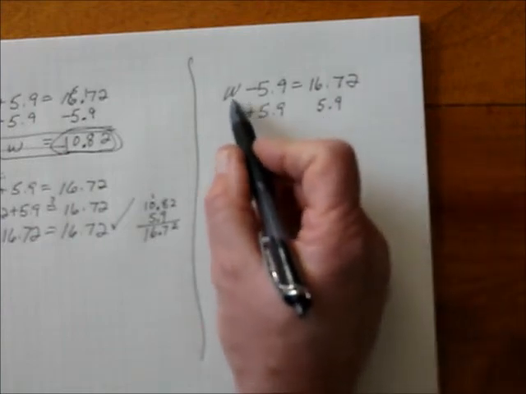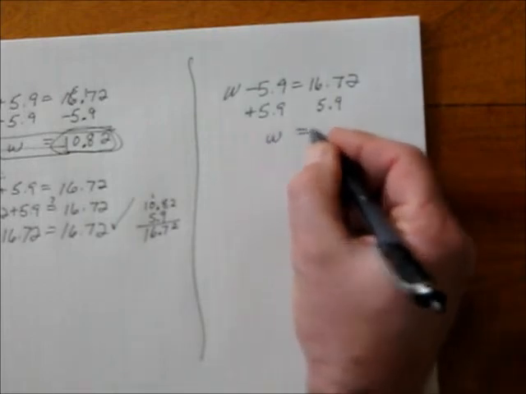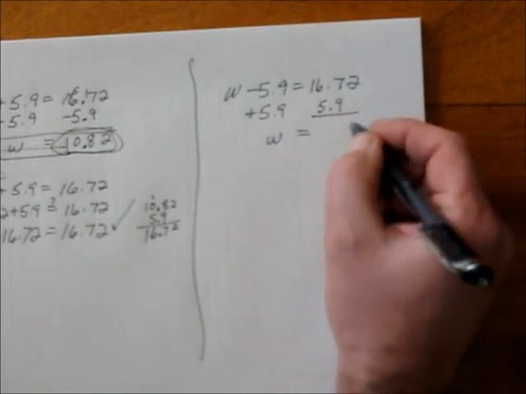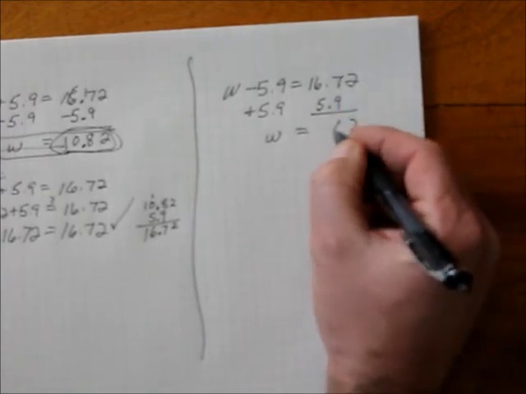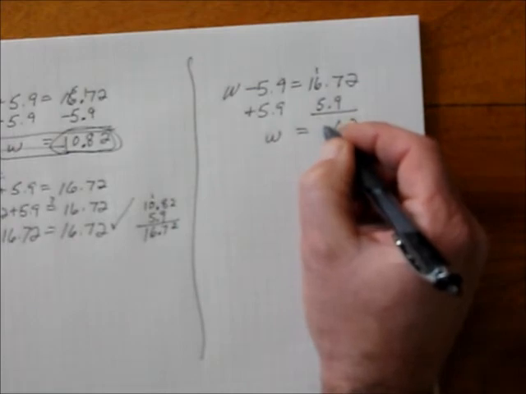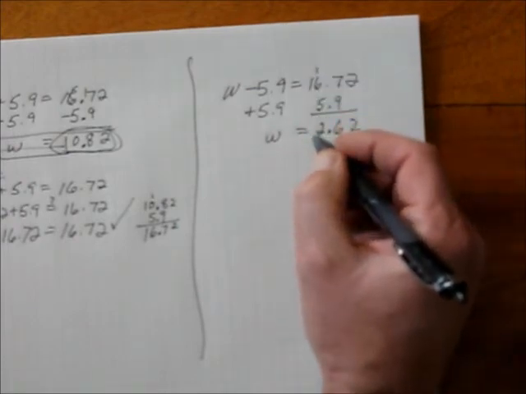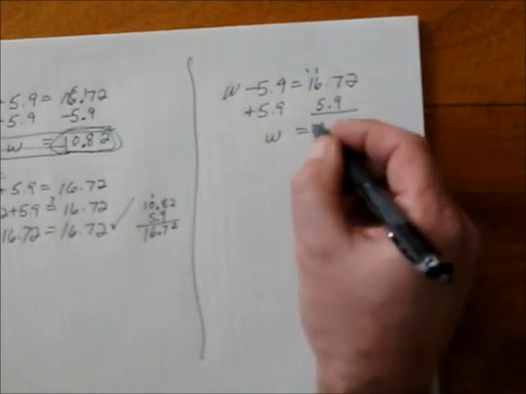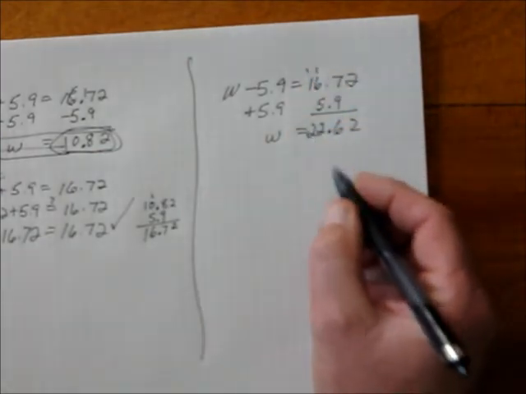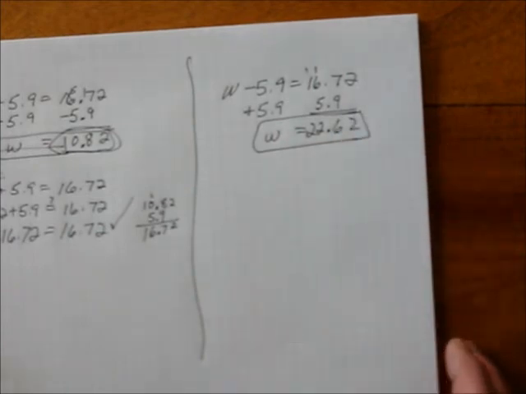On this side I have W minus 5.9 plus 5.9, that's just W. And over here I'm going to do this, I got a 2, 16, bring down the decimal, carry the 1, 12, carry the 1, and I have 22.62. So my answer is 22.62 on that.